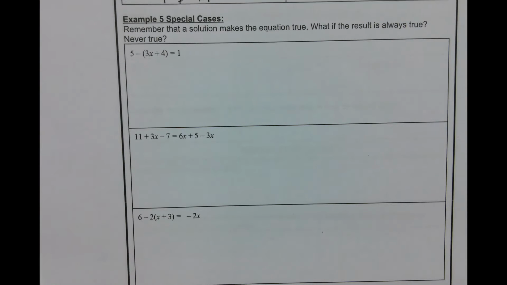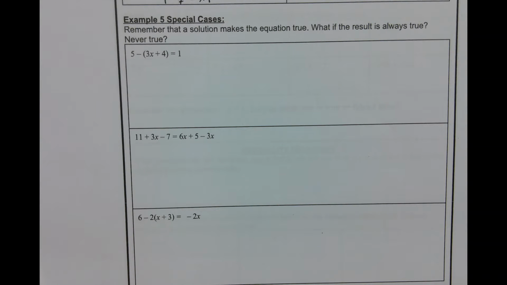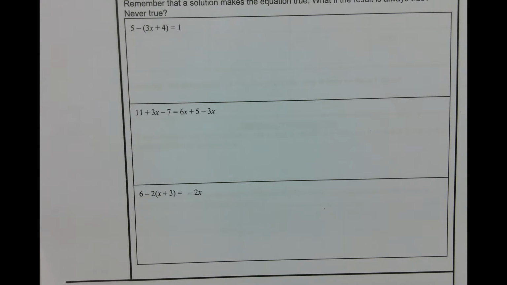Remember, a solution, or answer, is what makes the equation true. When we plug it back in and do all our math to it, it ends up with a true statement. So we need to ask ourselves, what if the result is always true? And what if the result is never true? Here we're going to look at three examples and see what happens when we arrive at certain things. To solve, we are going to SKI.